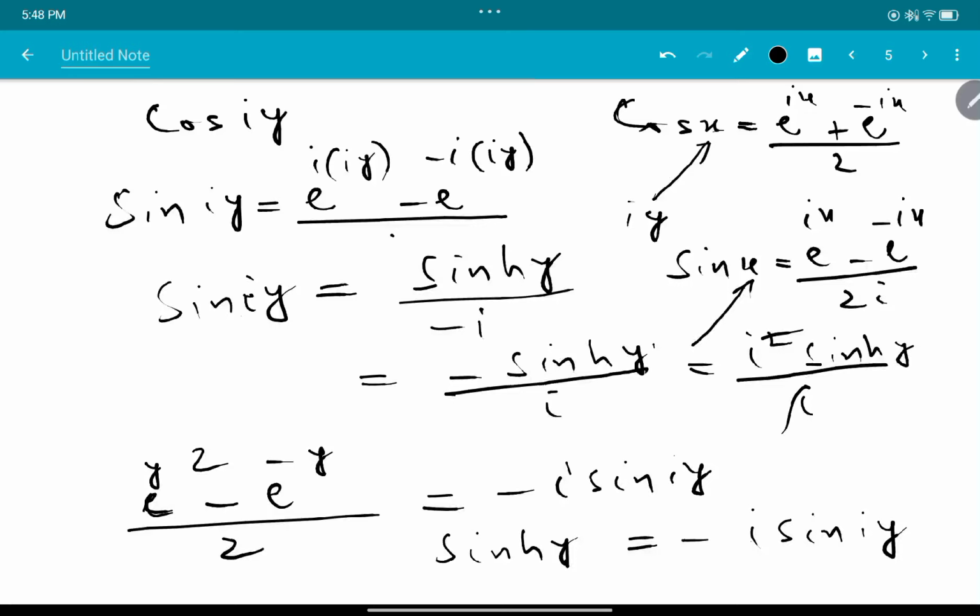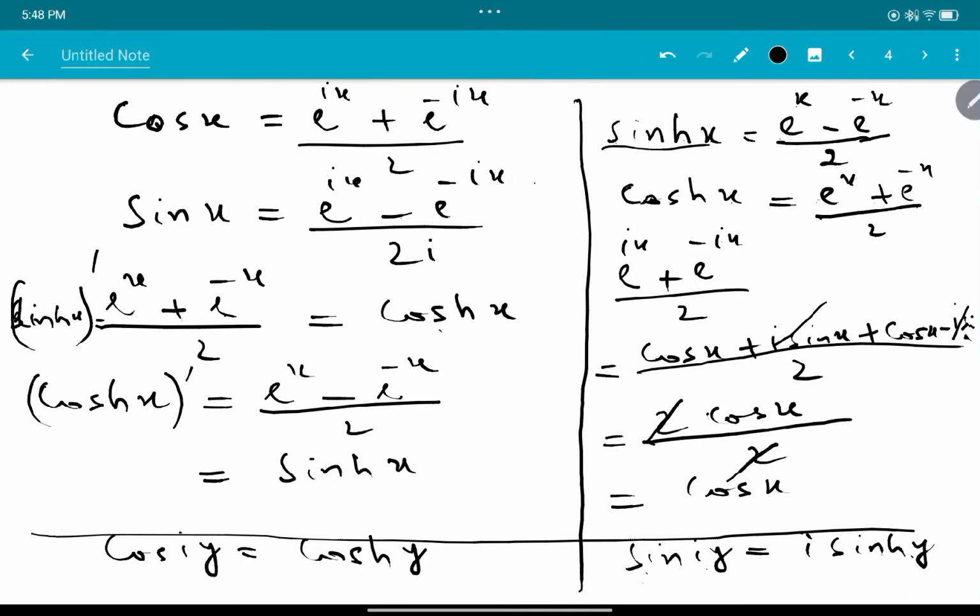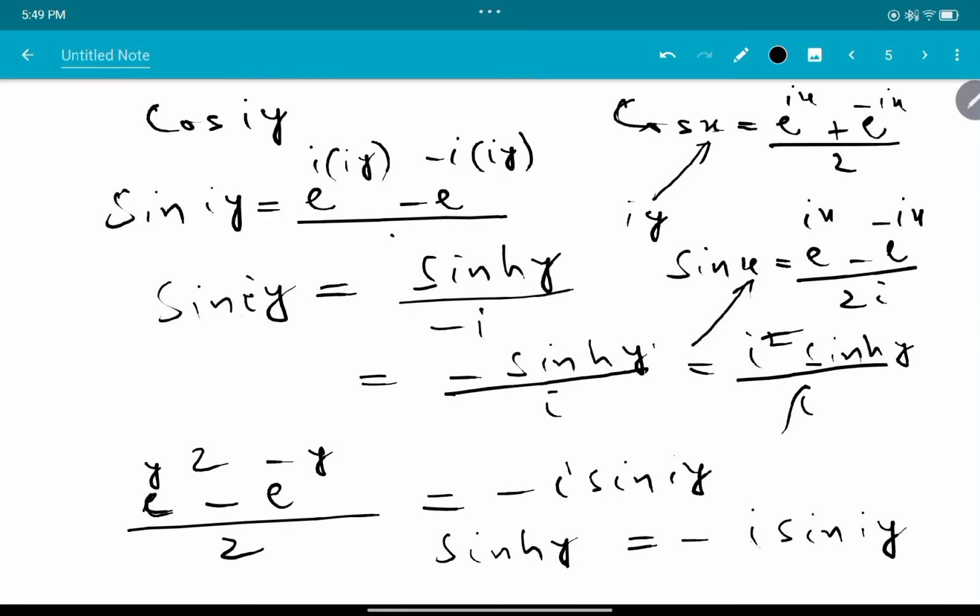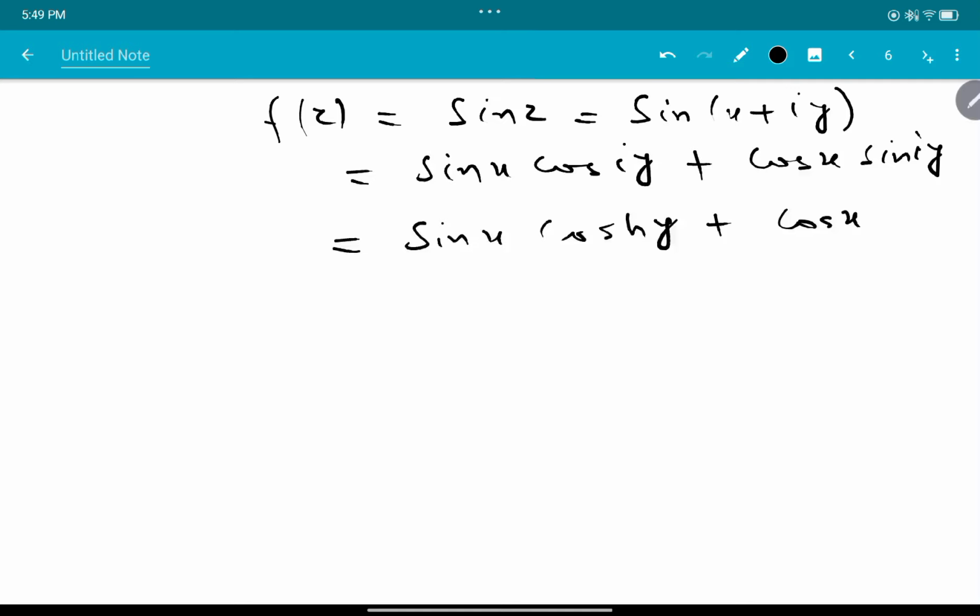What was the final formula for that? That is on this page. Sine iy is equal to i hyperbolic sine y. Now we have i hyperbolic sine y, following the pattern sine a cos b plus cos a sine b.